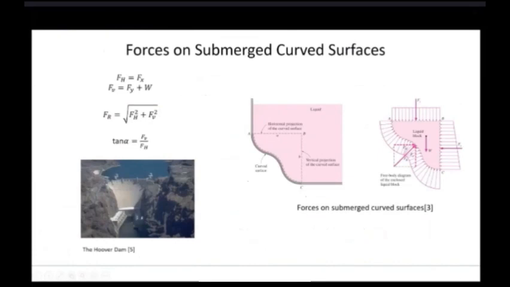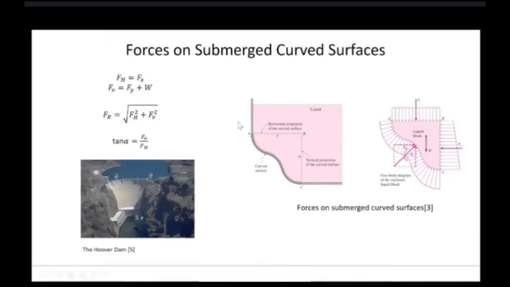On the previous slide we saw some standard relationships for finding the centre of pressure and the magnitude of the forces on flat submerged surfaces. However, a lot of the time surfaces which are submerged in fluids are not flat, they're actually curved surfaces, such as the image is showing here of the Hoover Dam. Clearly those surfaces are curved. So what we need to do is understand how we can calculate the forces acting on curved surfaces. Now that's very easy to do.